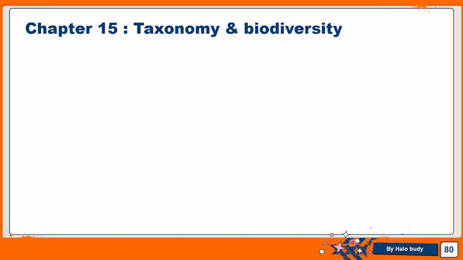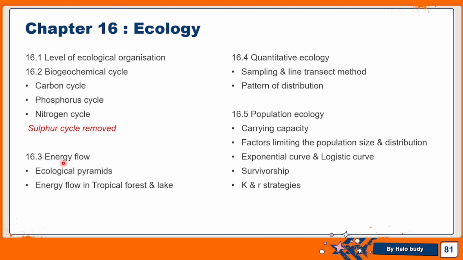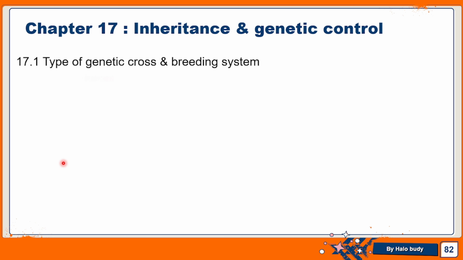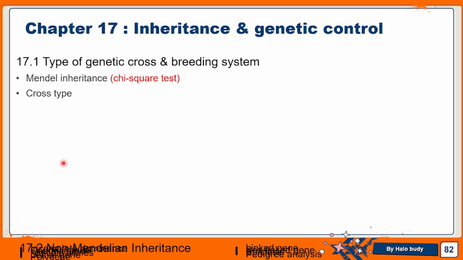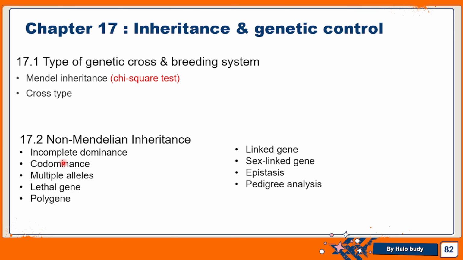You see only 4, but this second one can be separated into 1, 2, 3, 4, and then 5, 6, 7. And this chapter has 5 topics, and this one I think has 8 or 9 topics. So inheritance and genetic control are actually 2 different topics.